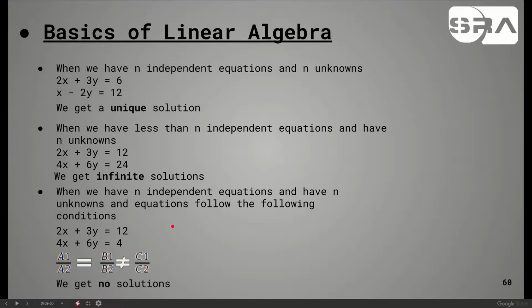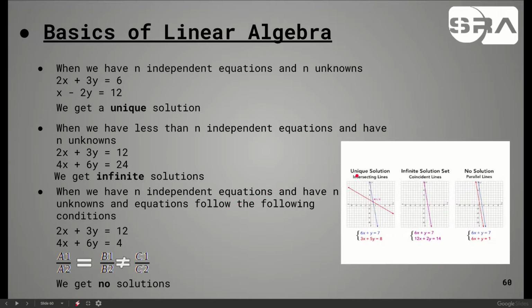Now it will be better if you understand with this diagram. You can see that the first diagram represents these types of equations wherein they represent two lines which intersect at a point, and this point is the solution. Similarly, for the second part, it is just the scaled version of the first equation. So basically it is the same line, so we have infinite solutions. In the third case, these two equations represent two separate parallel lines which will never intersect and will give us no solutions.